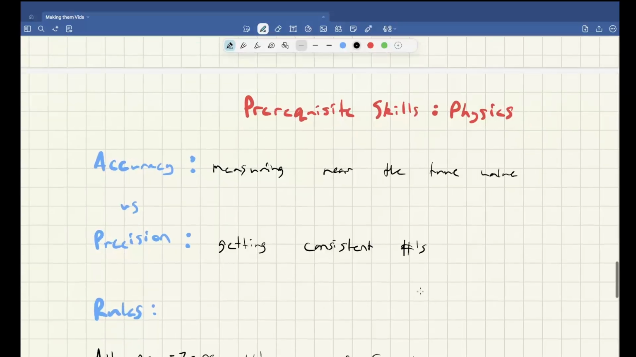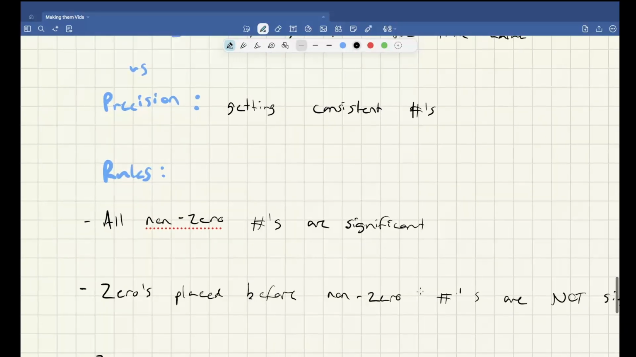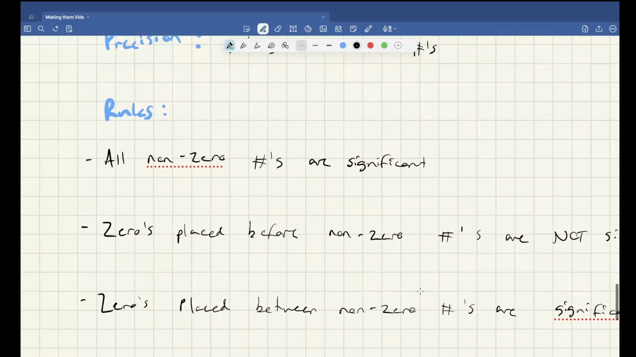Okay, so when we're making a calculation or measuring something, there are certain rules that we need to follow. So let's go through the rules. All non-zero numbers are significant. So let's say we have 63. This has 2 sig figs. And I'm abbreviating this as sig figs.